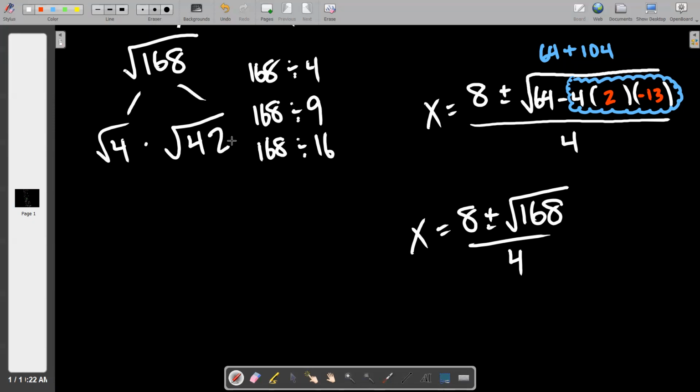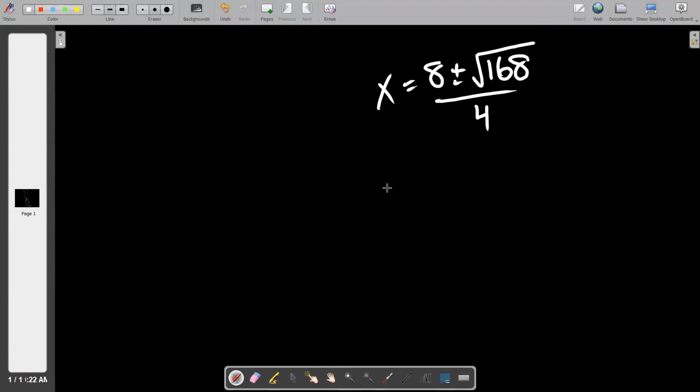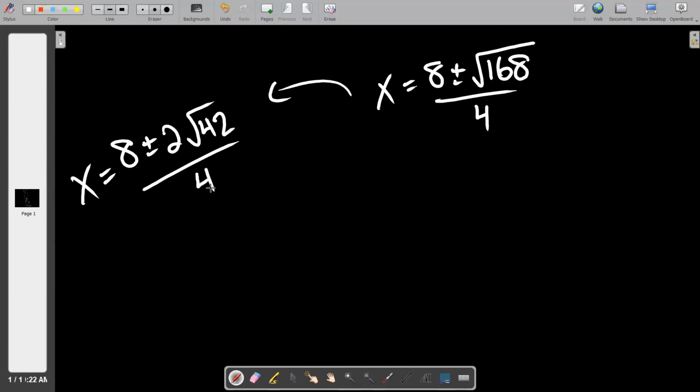Because what's wrong with 42? Yeah, it's trash. You could break it into 2 and 21 or like 6 and 7, but none of that's going to do you any good. 42 is a dead number. And so you know when you pick 4 and 42 that you've maxed out what you can get. So we're going to break the square root of 168 down now into, we're going to say x is 8 plus or minus 2 root 42 all over 4. That was the root 4, root 42, of course.